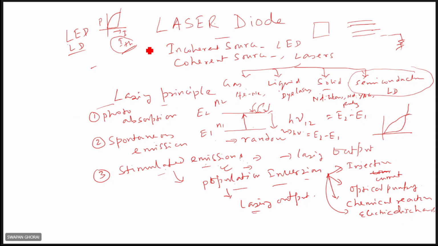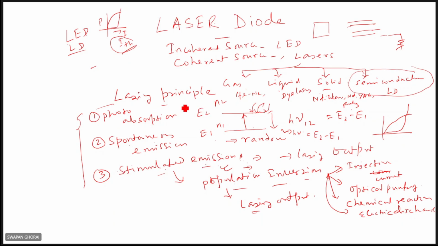Before that, we should know the lasing principle. Operation of laser, for all laser sources, this is common. Lasing principle is common to all laser sources, whether it is gas lasers, liquid lasers or dye lasers, solid lasers or semiconductor lasers. Here, this lasing principle is based on three mechanisms. One is photon absorption. Second one is spontaneous emission. Third one is stimulated emission.